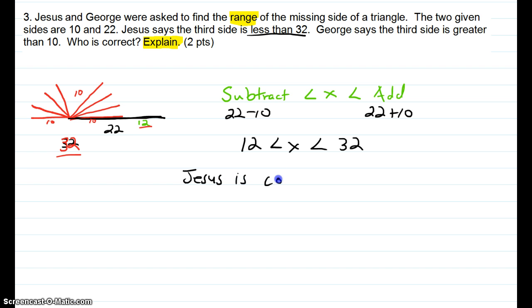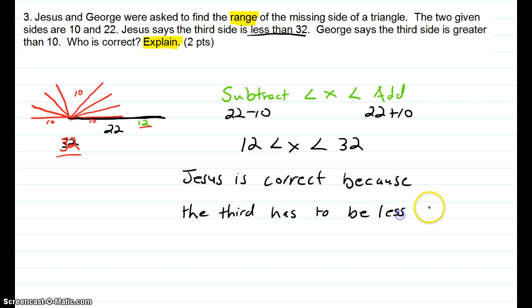So Jesus is correct because the third side has to be less than 32 and greater than 12. So as long as Jesus picks a number that's less than 32 and bigger than 12, he's correct.